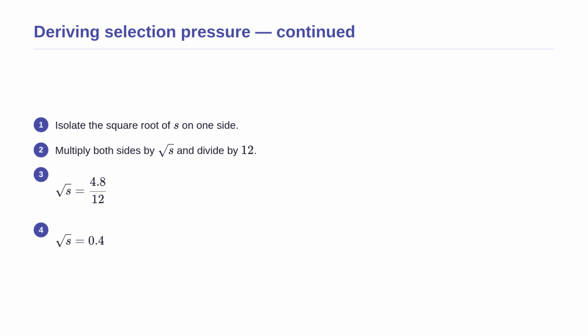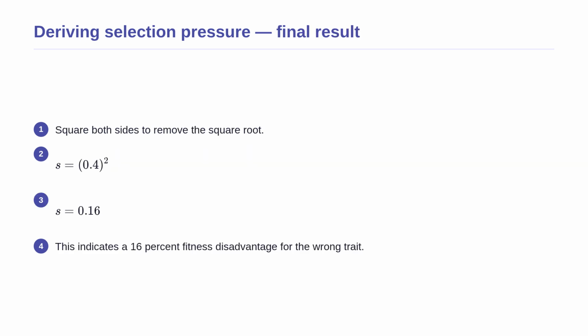This 0.4 represents the scaled strength of natural selection, but it is still under the square root. We are now just one step away from finding our final selection coefficient. This brings us to the final step of our derivation. To find the actual selection coefficient S, we must eliminate the square root. We do this by squaring both sides of the equation. Squaring 0.4 gives us a final selection coefficient of 0.16.